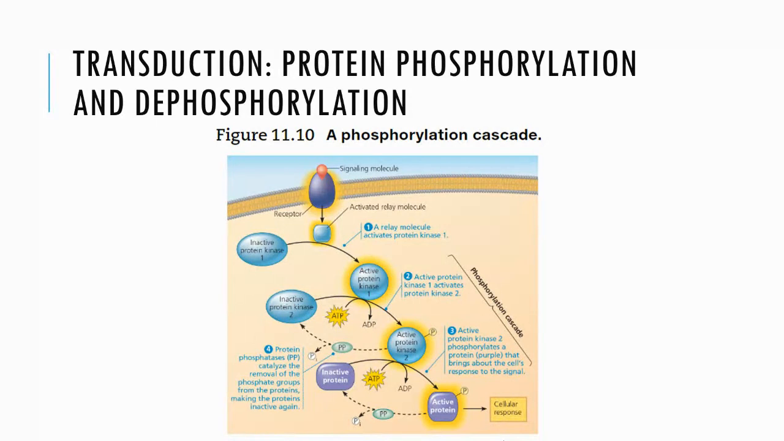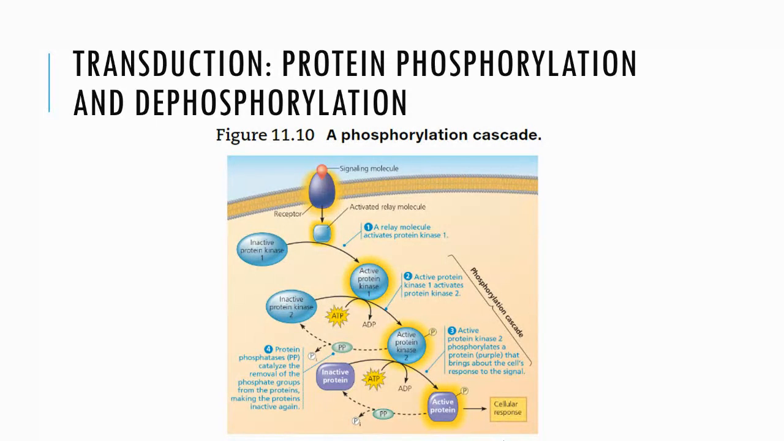So here is a picture example of a phosphorylation cascade. We have our signaling molecule that binds to a receptor, which activates a relay molecule. That relay molecule will activate protein kinase 1. The active protein kinase 1 activates protein kinase 2. The active protein kinase 2 phosphorylates another protein that brings about the cell's response to the signal. So we just have all of those protein kinases being activated so that they can activate something else, on and on and on, until we have our final thing that leads to a cellular response.